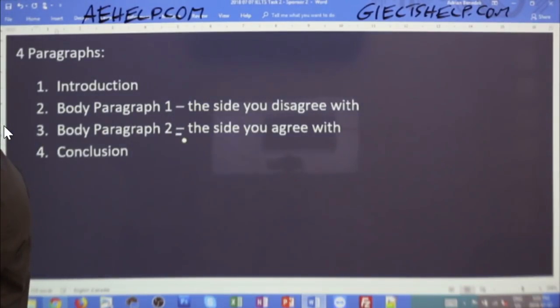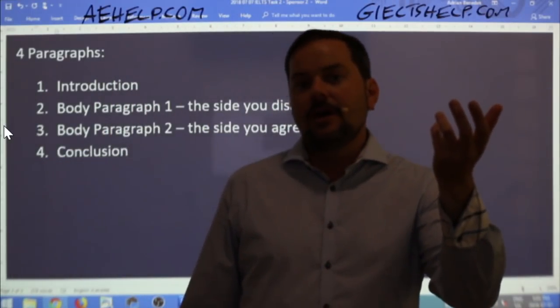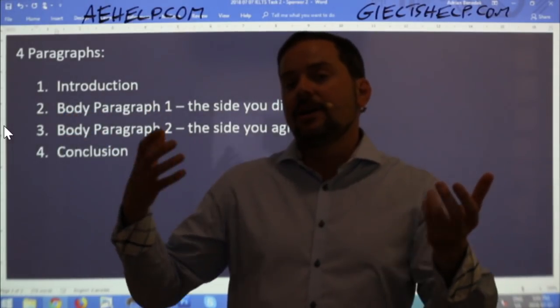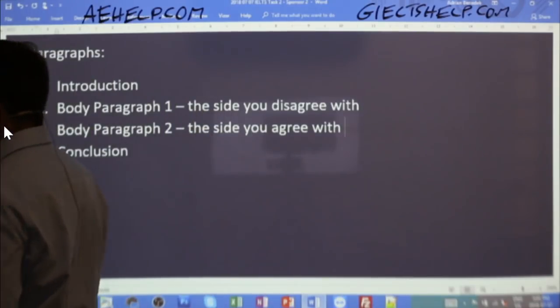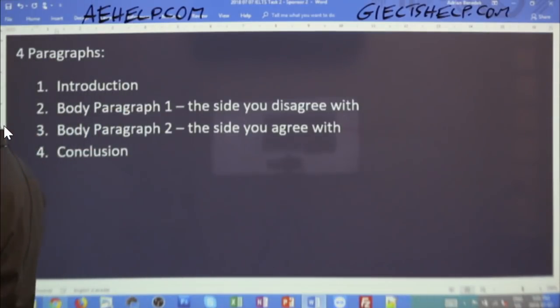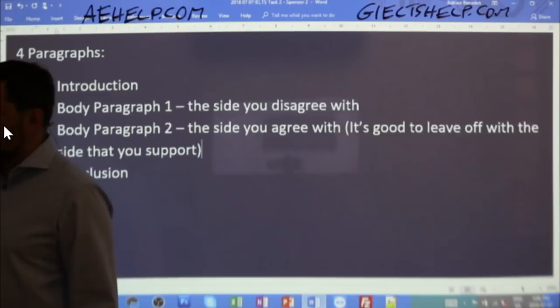Yeah, in a way, Mohammed, you're right. It will be easier to conclude, but it makes logical sense, right? So it makes sense to say, well, some people believe this, and then I believe this, the other side that other people believe, which is better. It's good to convince the reader by leaving them with the idea that you agree with, not the idea that you disagree with, right? So it's good to leave off with the side that you support. Okay? That's the key here. All right? So that is the structure.